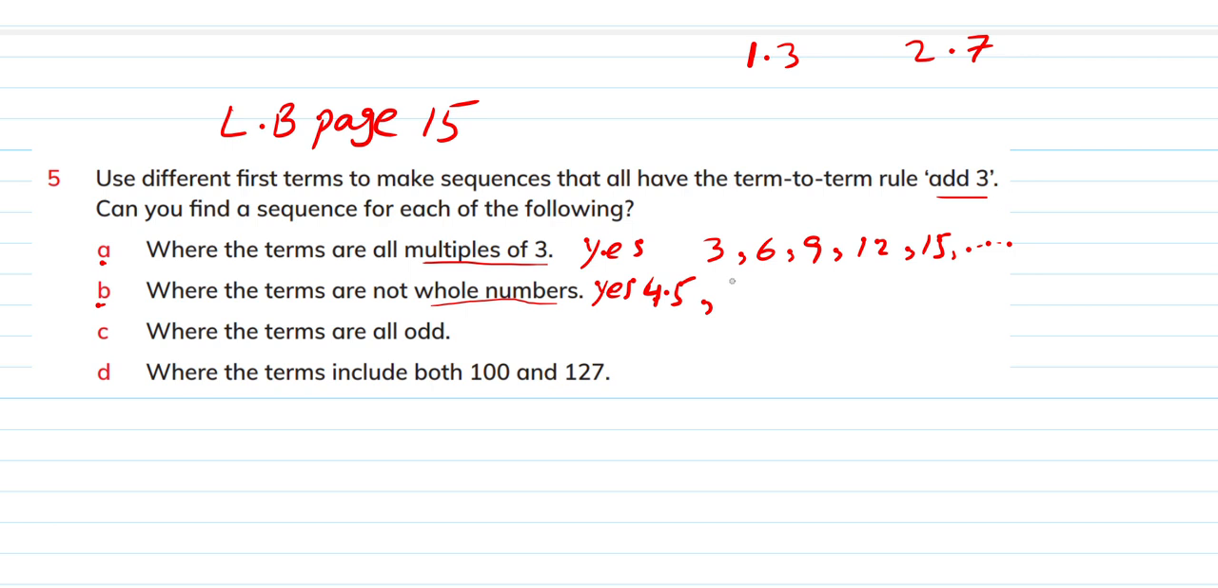7.5, yes, because you are adding 3. Okay, what will be the next term? 10.5. Yes, you can write 2.5, any whole number, but the rule is every time you will add 3. 10.5, 10.5. Understood?